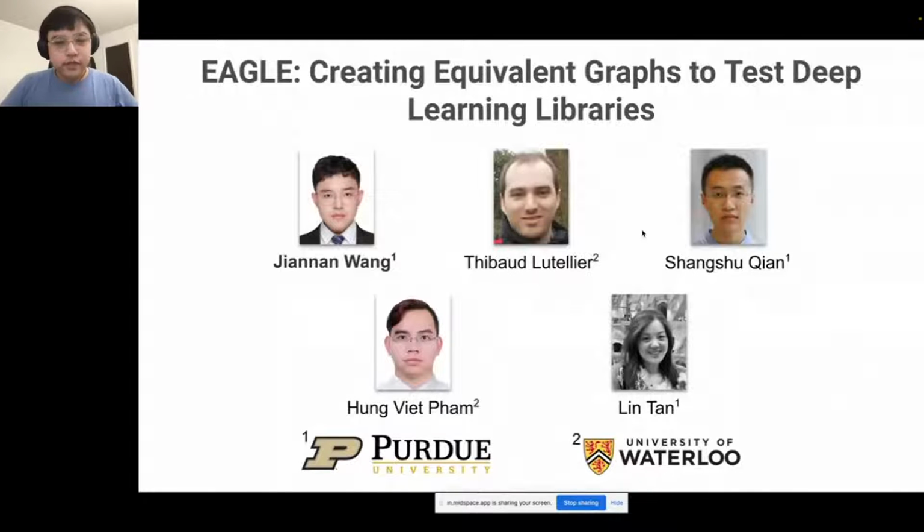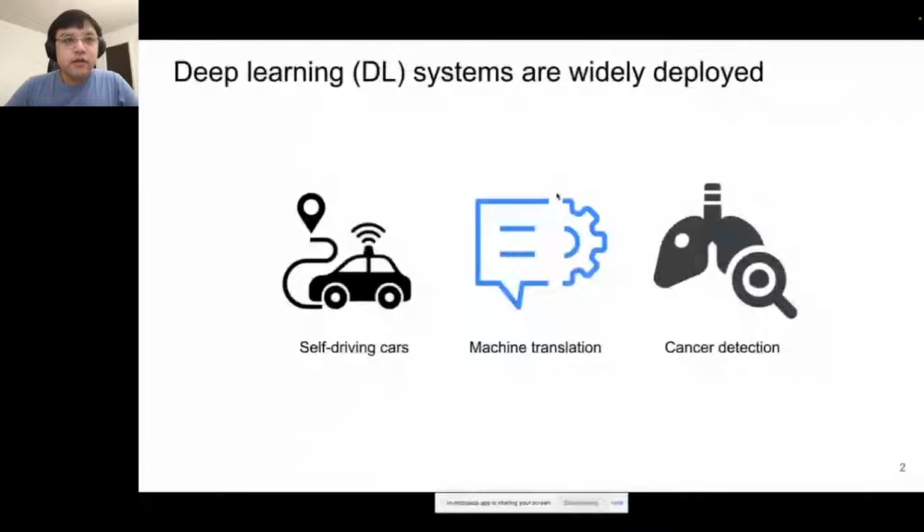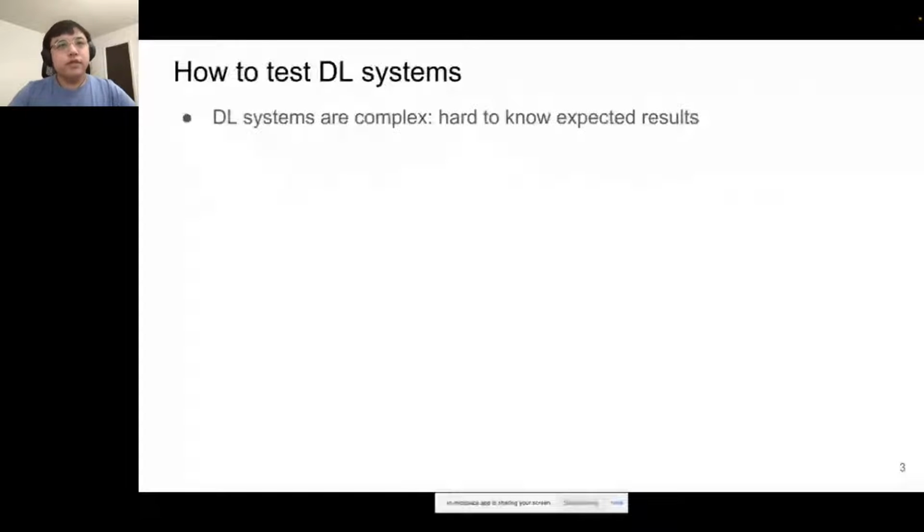Screen now. So hello everyone. My name is Jianan Wang. Today I will present our work, Eagle, creating equivalent graphs to test deep learning systems. Deep learning systems have been widely deployed in applications such as self-driving cars, machine translation, and cancer detection. As a result, the reliability of deep learning systems is of vital importance. However, it remains a challenge to test deep learning systems, as they are often complex, and it's hard to know the expected results.